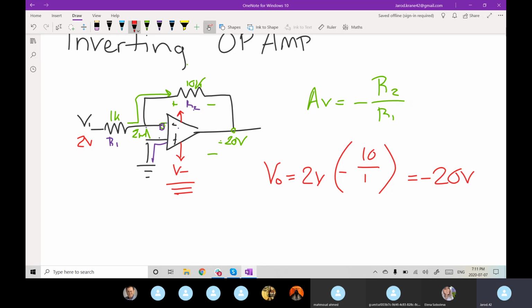Make sense? Questions on the inverting op-amp?